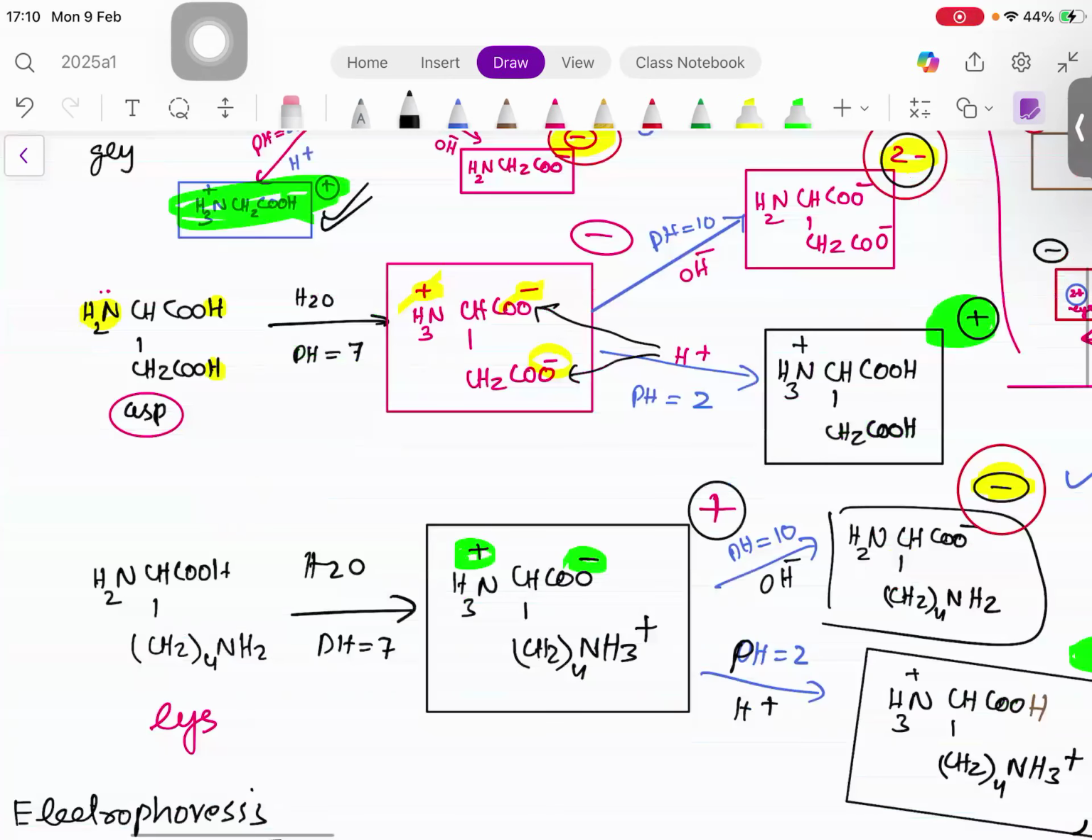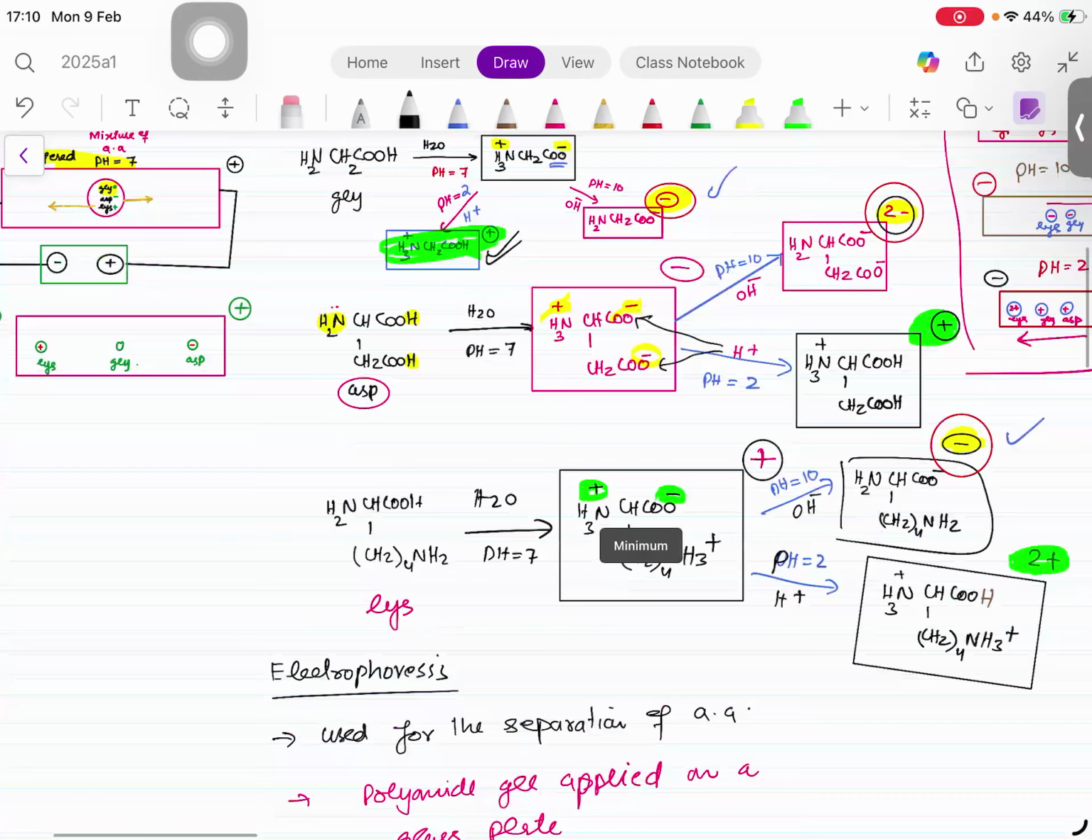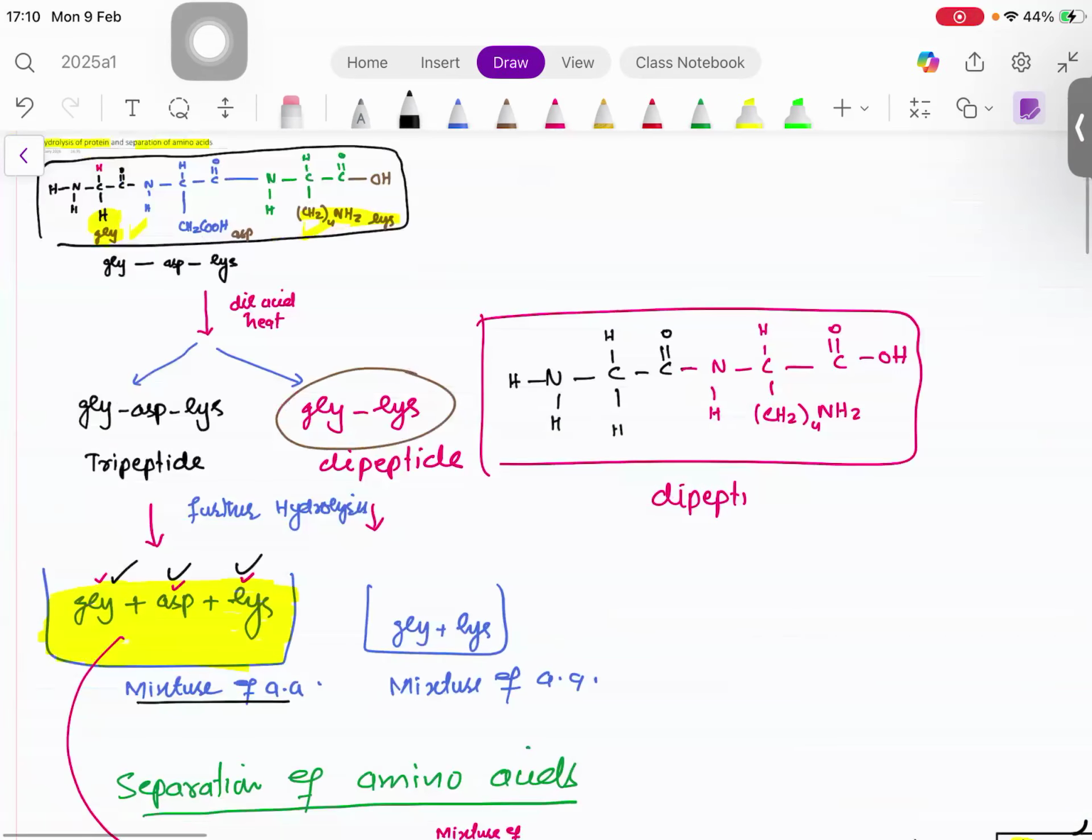We'll continue this in the next class, how this chromatography helps to separate the amino acids. That's all from my side for today.